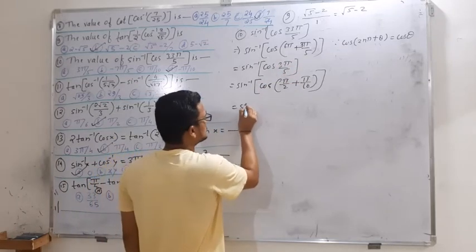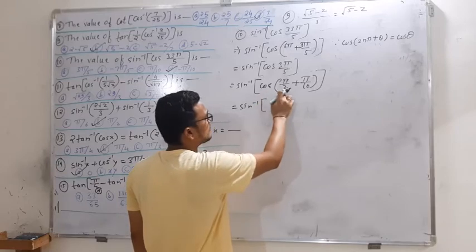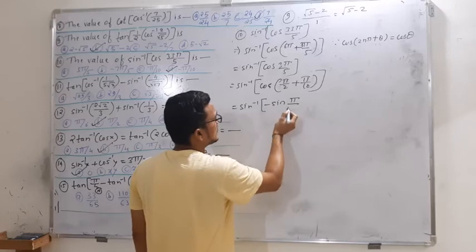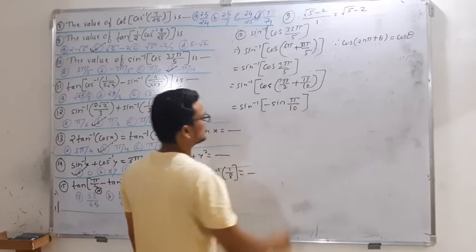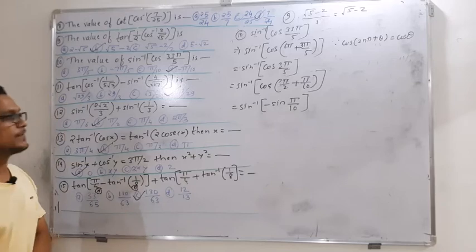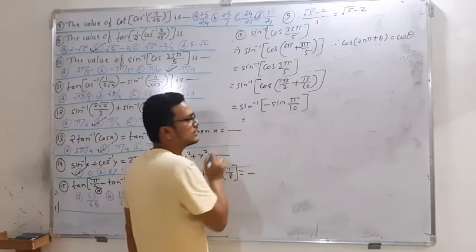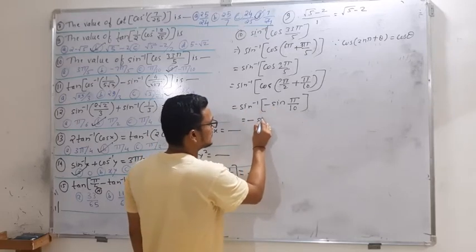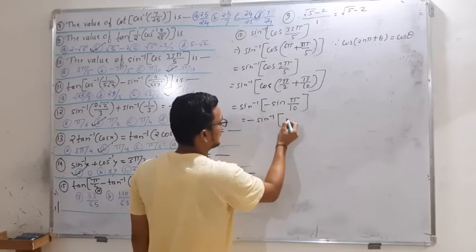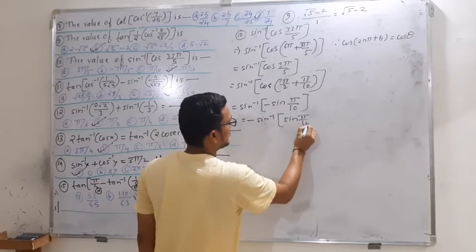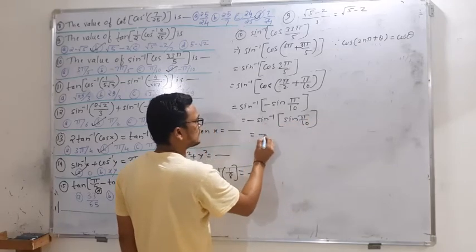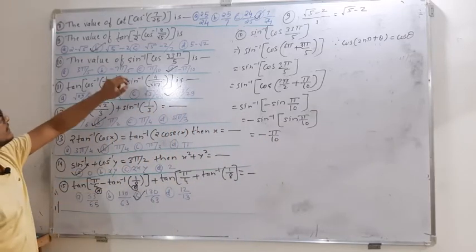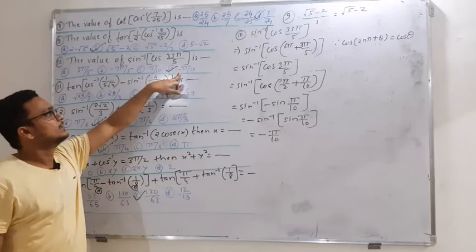Which is equals to sine inverse of, cos of 90 plus theta is minus sine theta. So it is minus sine of pi by 10. Now again using the inverse trigonometric property, sine inverse of minus x will be minus sine inverse x, but x is what? Sine of pi by 10. Sine inverse sine gets cancelled, minus as it is, the answer is minus pi by 10. So option D will be correct.